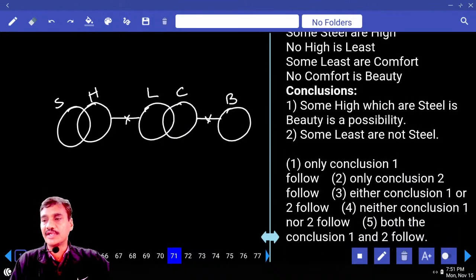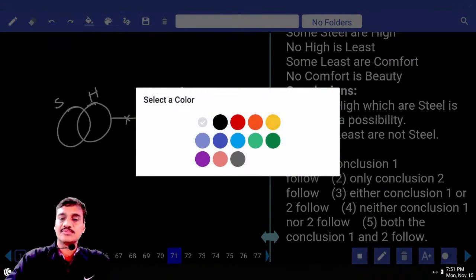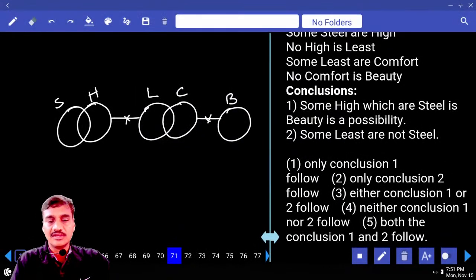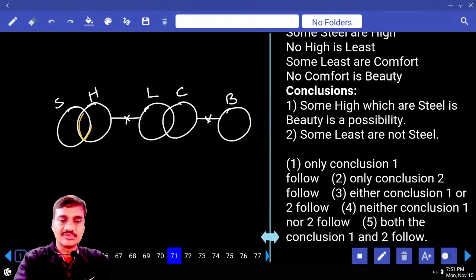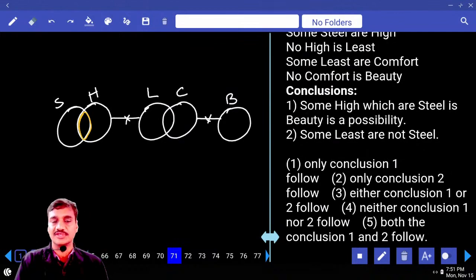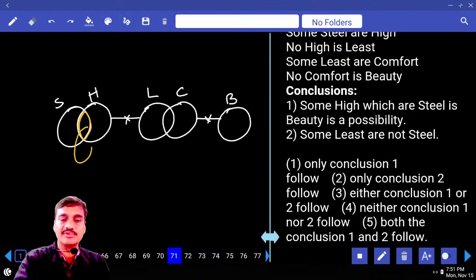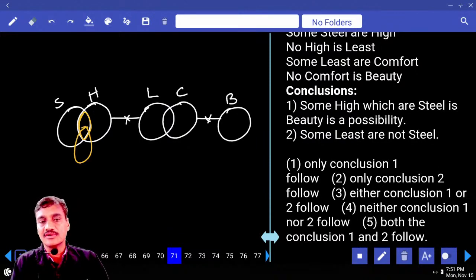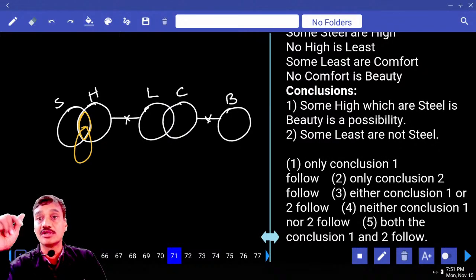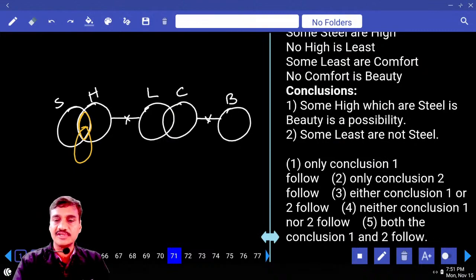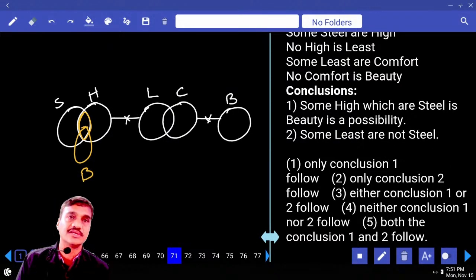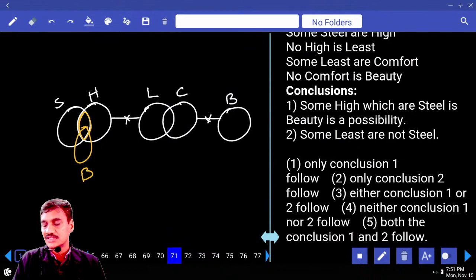Then first one, some high which are steel is beauty. Now here it is talking about this region. Some high which are steel, and a combination between these. Is beauty possible or not? Now tell me whether beauty can be intersected like this or not. Whatever region there is for steel and high, a part of that common region, does it belong to beauty or not, is what he asked. Does it belong or not? Yes. Hence what is your answer here? 1 follows.